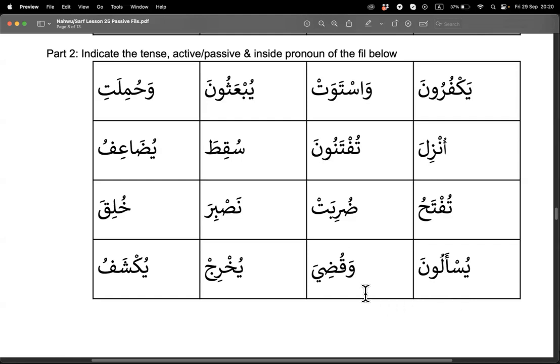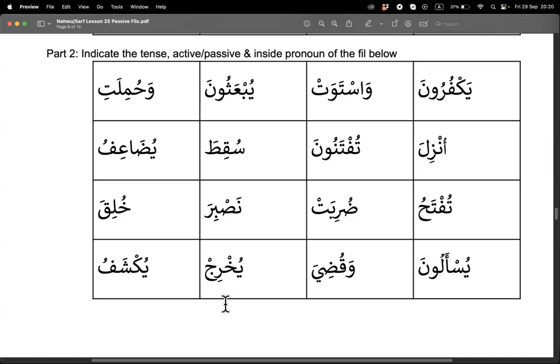Next one, wa qudiya. I believe waw is not part of the kalimah. Am I right? Yes. So qudiya will be fi'il madhi majhul. The pattern is ui, and then the naibul fa'il will be huwa. Good. Next one, yukhrij.